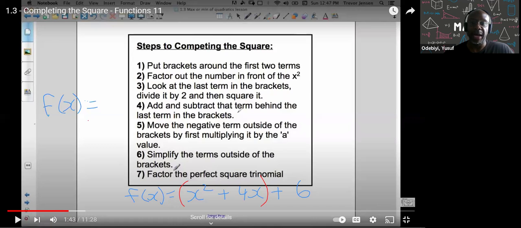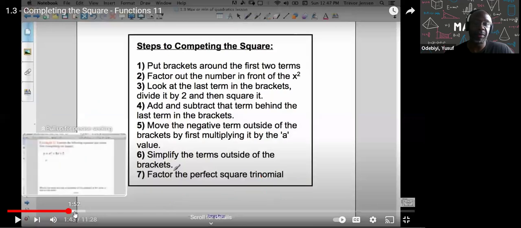And then that would make it 4. Okay, and then basically add and subtract the term behind the last term of the bracket, move the negative term outside of the bracket by multiplying it by a if it's needed, simplify the terms outside of the bracket, factor into a perfect trinomial. Okay, so we have to actually go through an example. There's a lot of stuff there. Let's just go through an example so you can all see it.